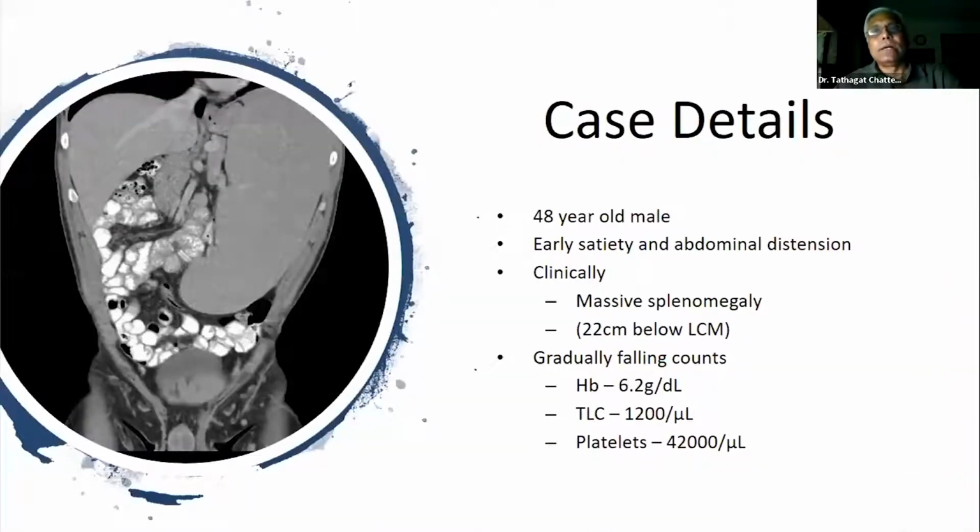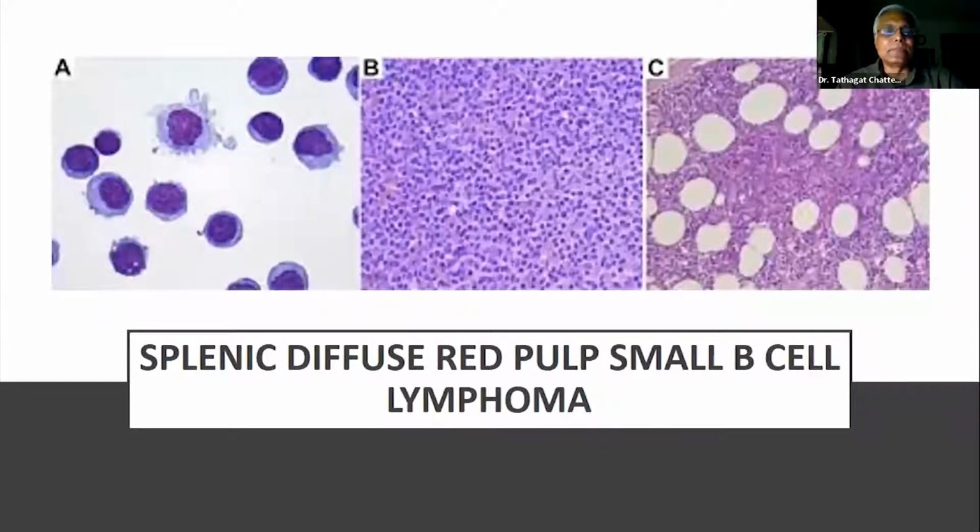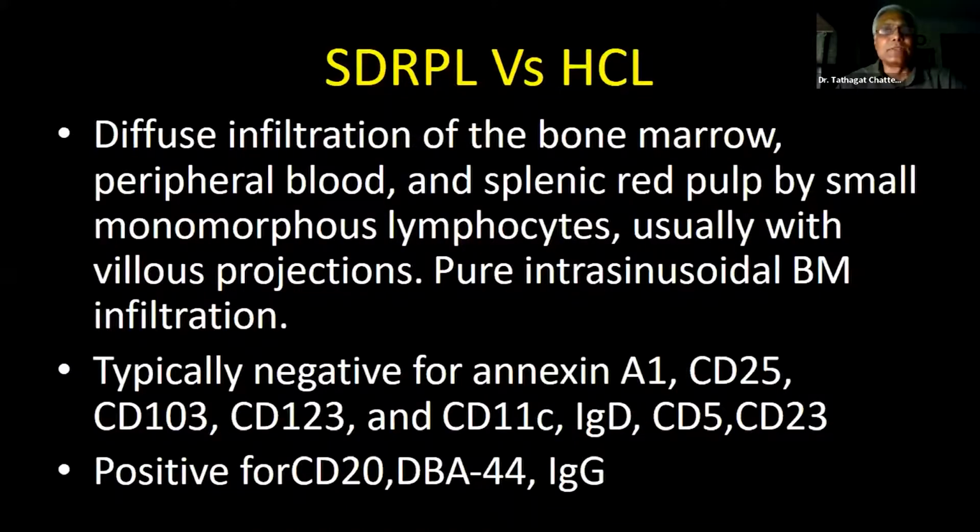Case 4, a 48-year-old male with massive splenomegaly with gradually falling counts, and this was pancytopenia. See, this is a case of splenic diffuse red pulp small B cell lymphoma. Usually, splenectomy specimen gives us the answer. There is diffuse infiltration of bone marrow, peripheral blood, and splenic red pulp by small monomorphous lymphocytes with villous projection. And most importantly, there is a pure intrasinusoidal bone marrow infiltration. This is one of the only cases which shows pure intrasinusoidal bone marrow infiltration.